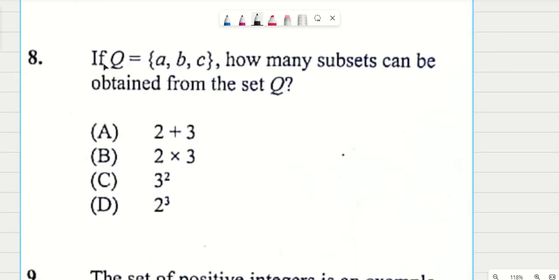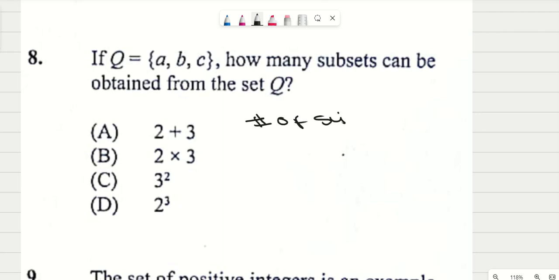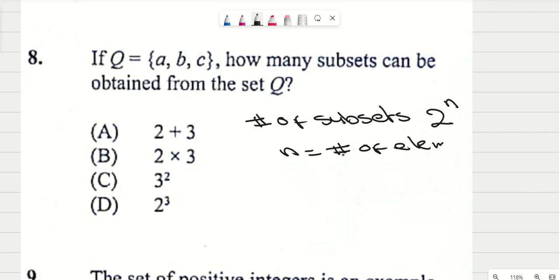Right? Number 8, if Q is {A, B, C}, how many subsets can be obtained from set Q? Now, this you may not remember, but the number of subsets is a formula. 2 is the constant, 2 to the power of n, where n is your number of elements. And the number of elements or items in your set is 3. 1, 2, 3. So your number of subsets would be 2 to the power of 3, which is D.